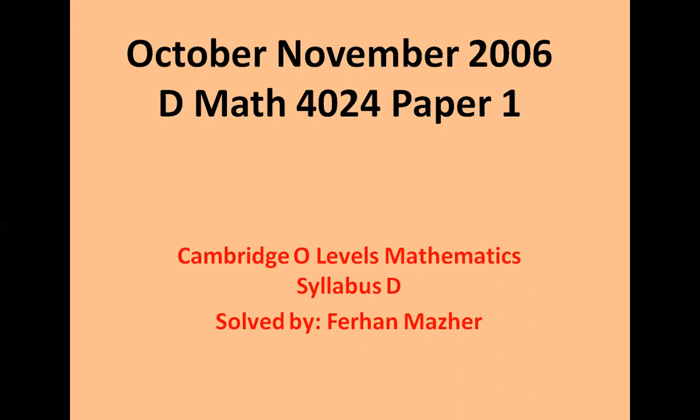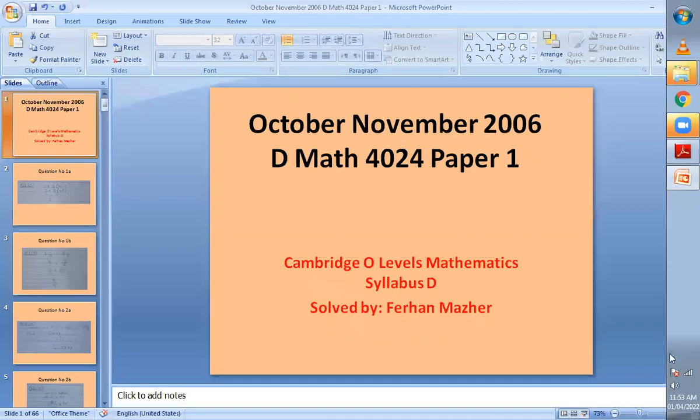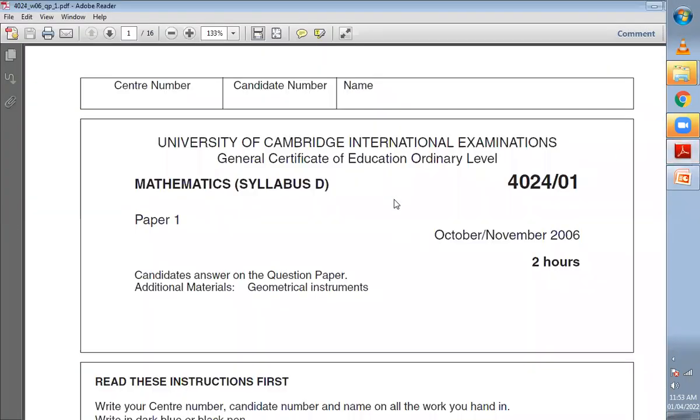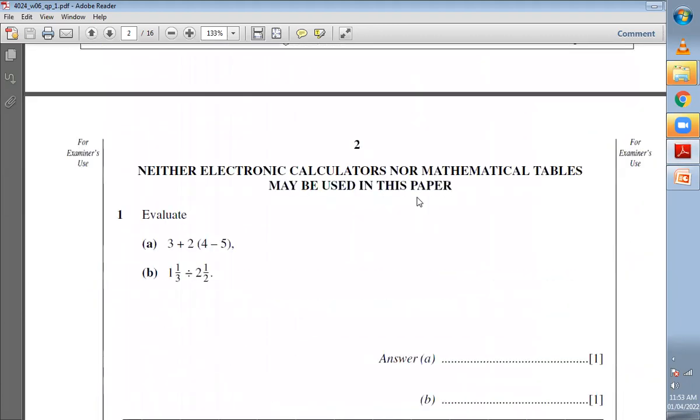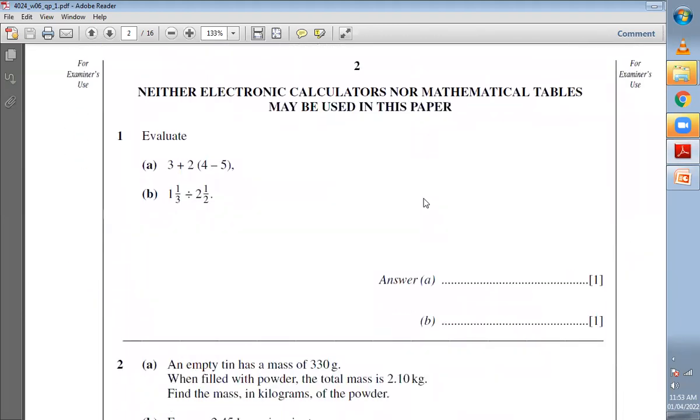The time allowed for this paper is 2 hours, and you are not allowed to use a calculator during this paper. This is paper 1, so we don't use a calculator in it, and you have to attempt all the questions in this paper. So this is the October, November 2006 paper. So let's start. The first question coming up on your screen says evaluate 3 plus 2 bracket 4 minus 5 bracket close.